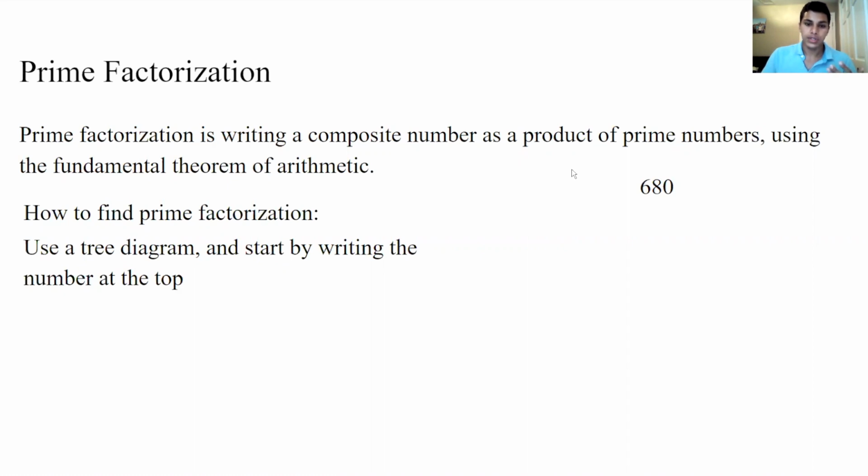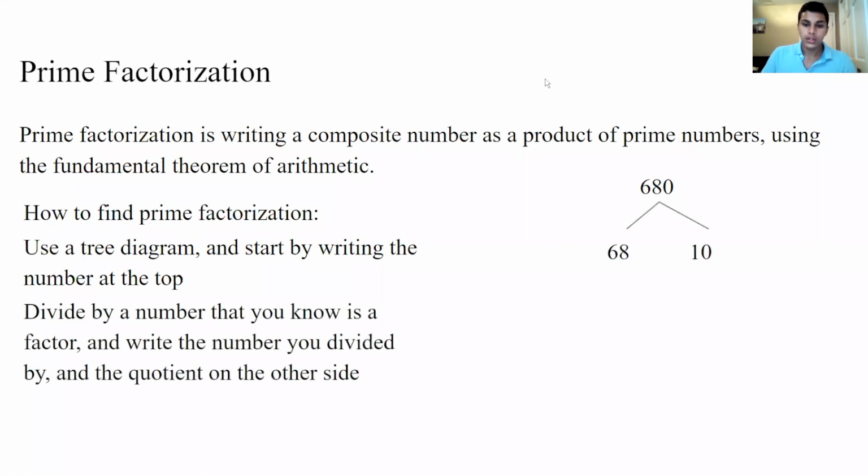So let's do this using a tree. We're going to draw little branches from 680. Here's how this looks. So we know that 68 multiplied by 10 is equal to 680. And we don't have to worry about breaking it down into prime factors for now, because no matter what you break it down into, this is always going to work.